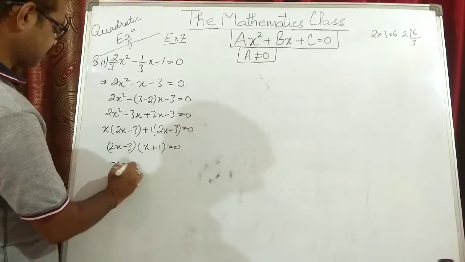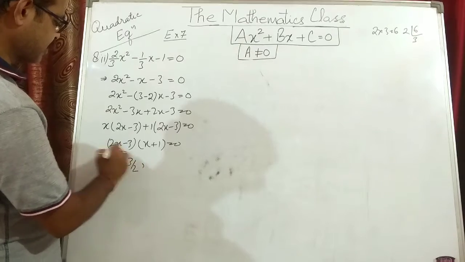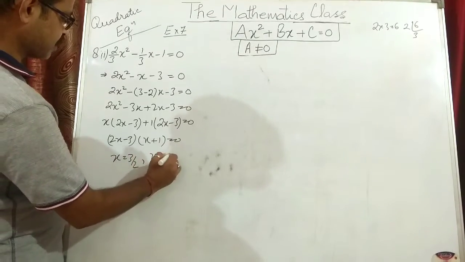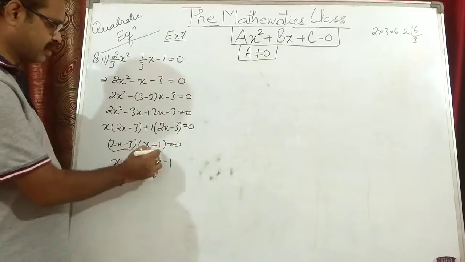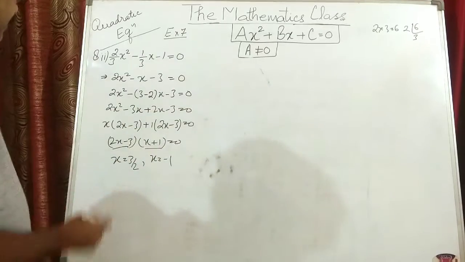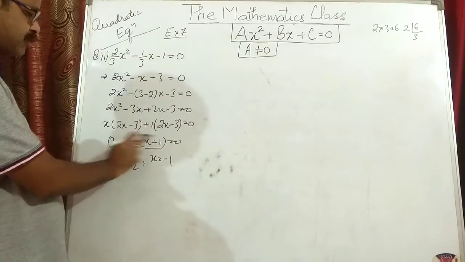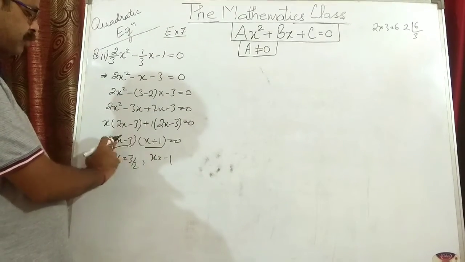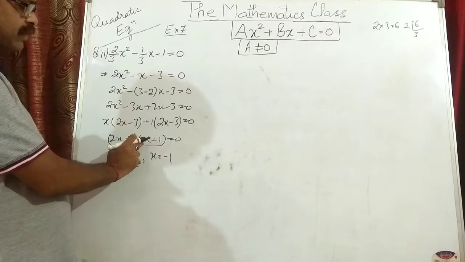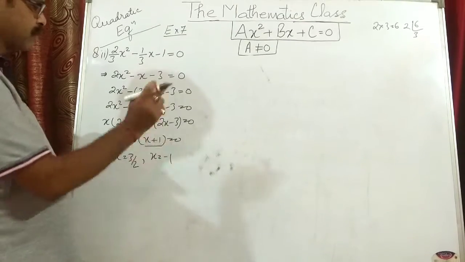It means x is equal to 3 upon 2. We will equate both these. X is equal to minus 1. We will equate this and this to 0 simultaneously. Means one we equate 2x minus 3 is equal to 0. So 2x will be equal to 3. So x will be 3 upon 2. And once we will equate x plus 1 is equal to 0. So x equal to minus 1.